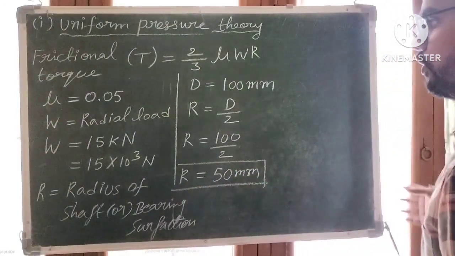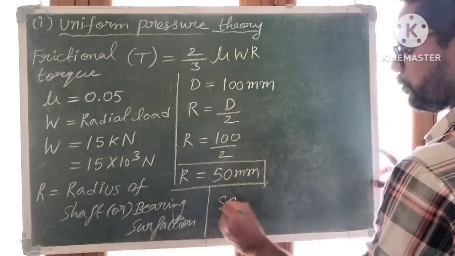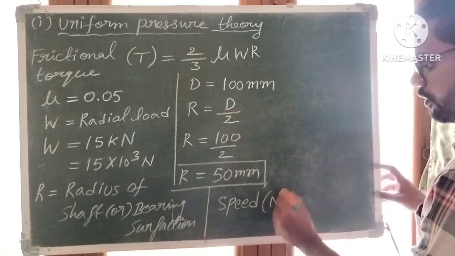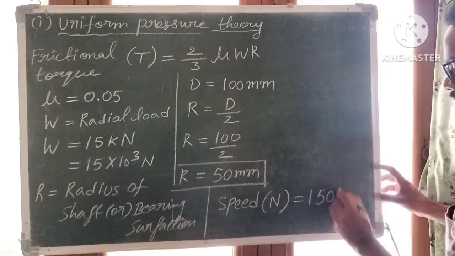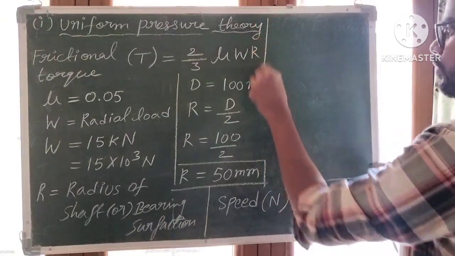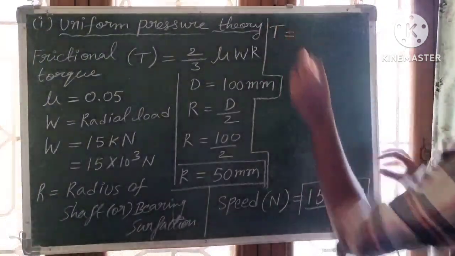Now we have all the values, and also the speed of the rotating shaft or vertical shaft is given. Speed N is equal to 150 rpm. Now we have all the values. Okay, let us calculate the frictional torque T.